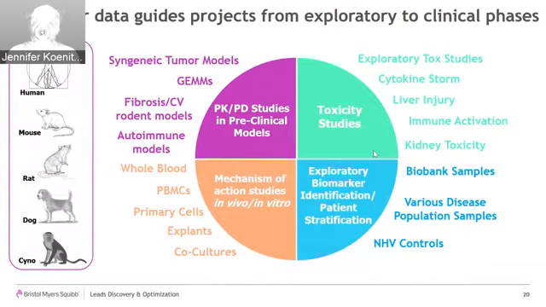And the last category that we work on falls in the realm of exploratory biomarker identification and patient stratification, where we profile biobank samples, including those from internal clinical trials, as well as various disease population samples that we typically source from our academic collaboration partners, including the corresponding normal healthy volunteer controls.